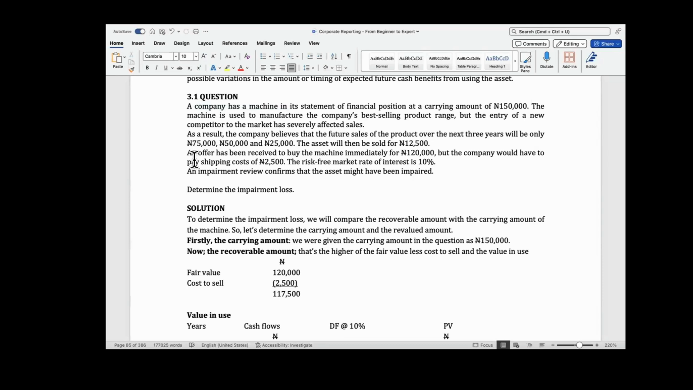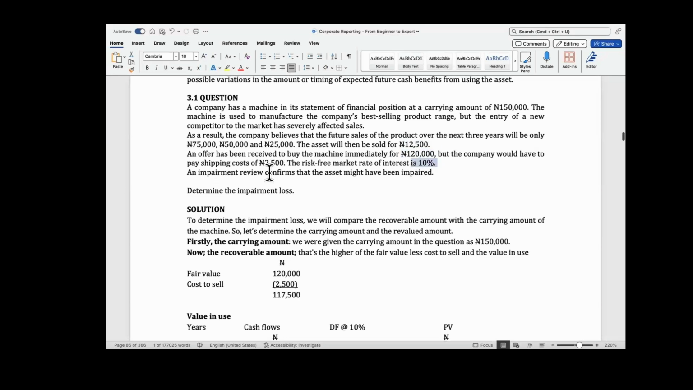As a result, the company believes that the future sales of the product over the next 3 years will be 75, 50, and 25. The asset will then be sold for 12,500 eventually. We're now told that an offer has been received to buy the machine immediately for 120,000, but the company would have to pay shipping costs of 25.